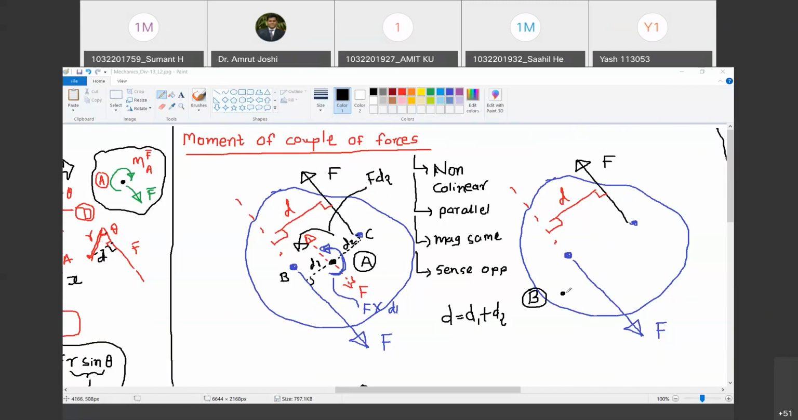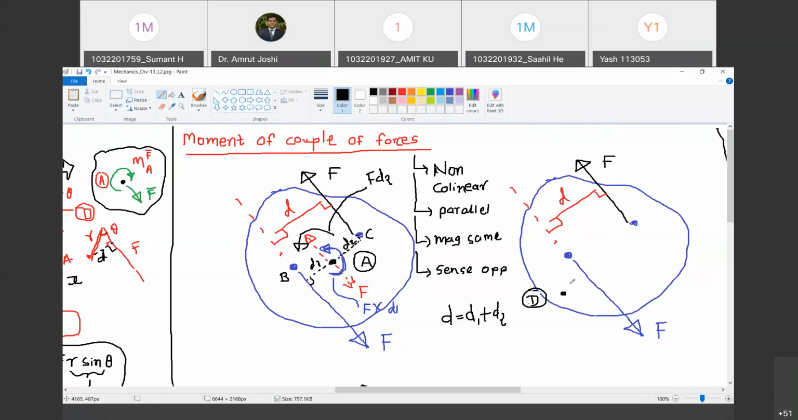Now we are going to do another interesting exercise. Let us say that I now want to find out the effect of these two forces at point D. I have erroneously named it as B. Let us call it as D. Where is that point D? That point D now lies outside these two lines of actions of these two forces. Are you with me? Yes, sir.